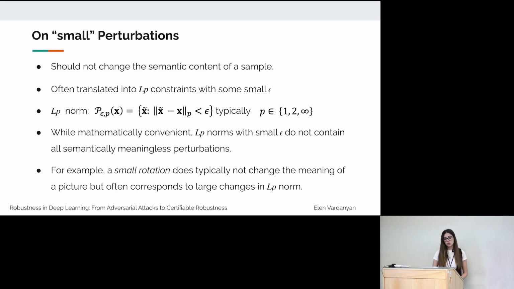While sets defined with Lp norms are mathematically convenient, they obviously do not capture all of the semantically meaningless perturbations. For example, a small rotation of the image should not change the meaning of a picture, but it often corresponds to large changes in these Lp norms.